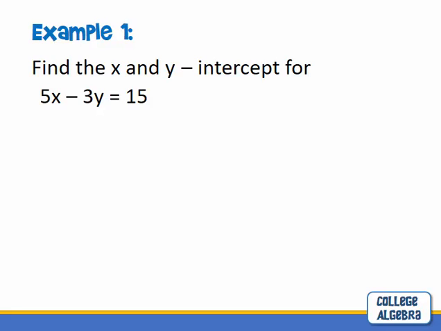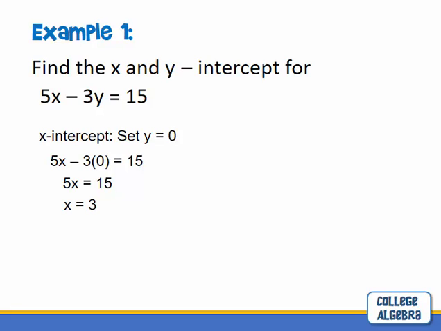Find the x and y intercepts for this linear function 5x minus 3y equals 15. So you just set the other variable equal to 0. If we want the x-intercepts, we set y equal to 0, which is pretty quick with this equation. We get 5x minus 3 times 0 equals 15. Well, the 3 times 0 is 0, so we just get 5x equals 15, and we can divide by 5, and we get x equals 3 as our x-intercept.